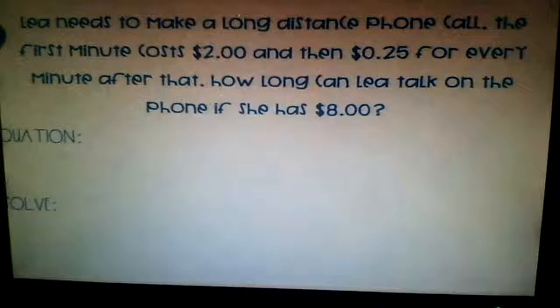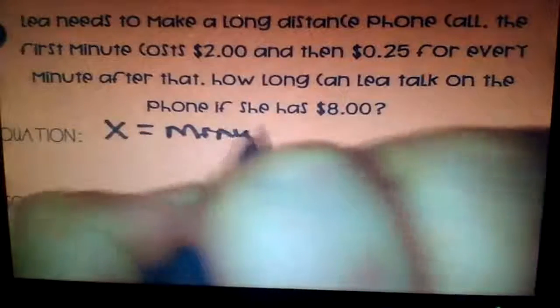Oh man. Here we go. So what don't we know? What is my unknown? What do I need to make X? How long is she on the phone? How many minutes? So X is going to equal my minutes.